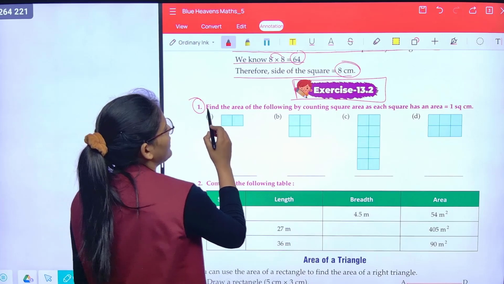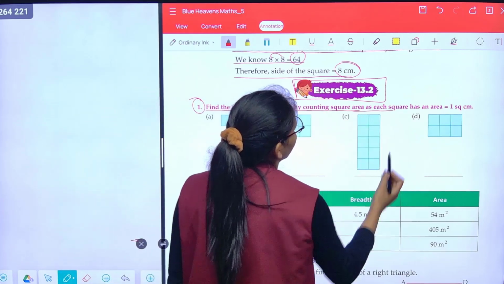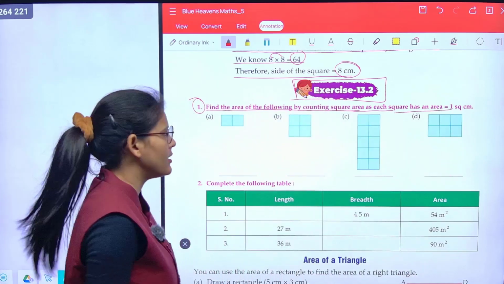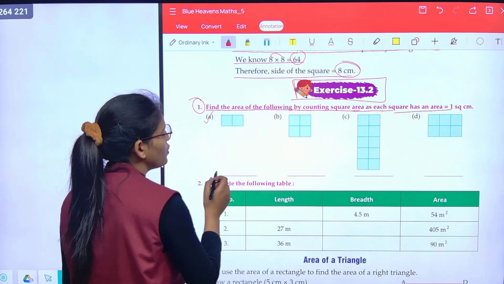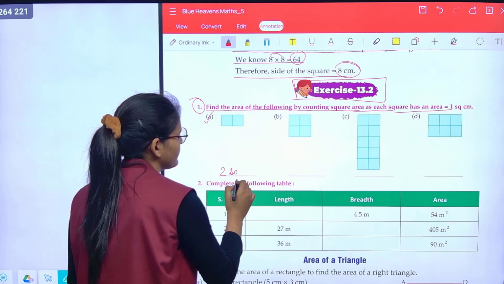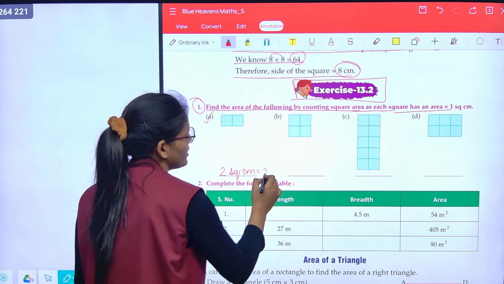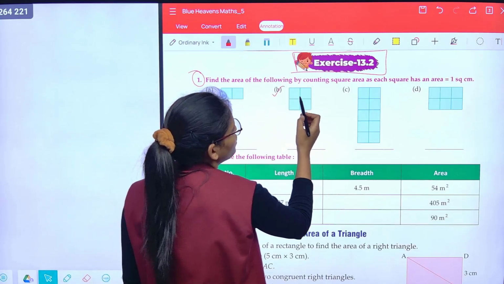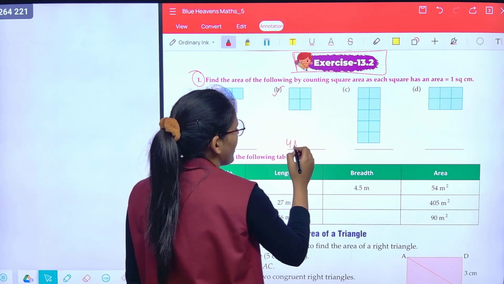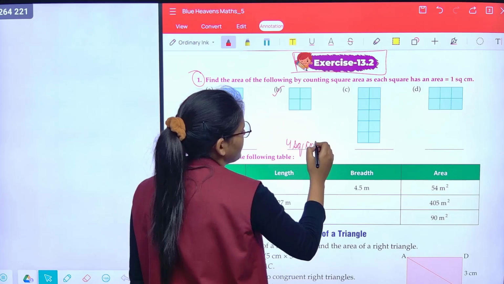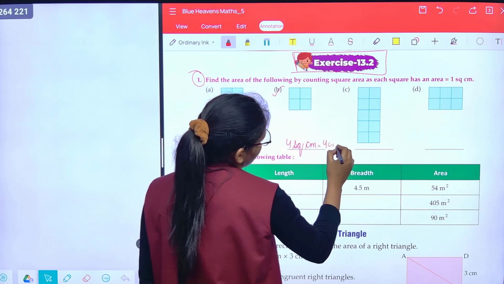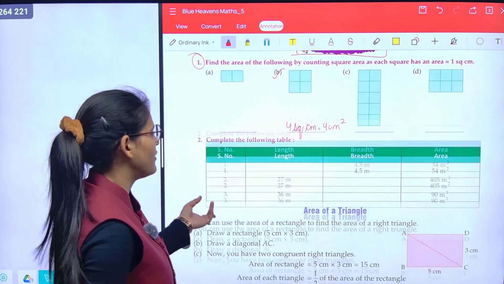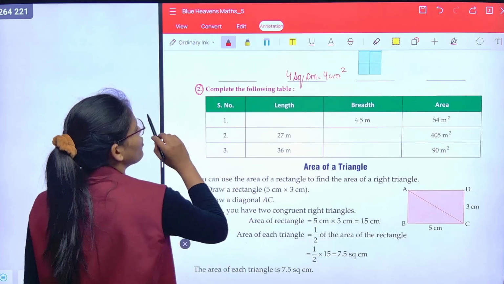Yes class. Come on, exercise 13.2. Question number 1. Find the area of the following by counting squares. Each square has an area equal to 1 square centimeter. So class, see, A part: 1, 2. So 2 square centimeter or 2 centimeter square. Understand? B part: count the squares 1, 2, 3, 4. 4 square centimeter or 4 centimeter square. You can write both ways. Okay. Rest of the parts do yourself class.